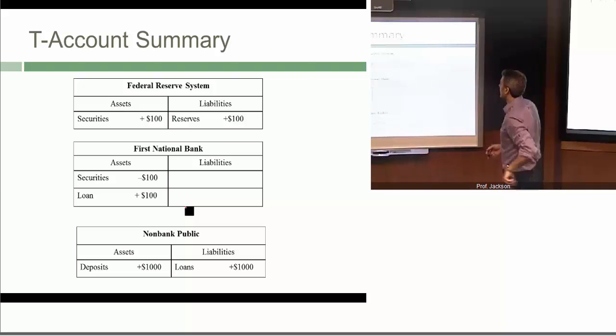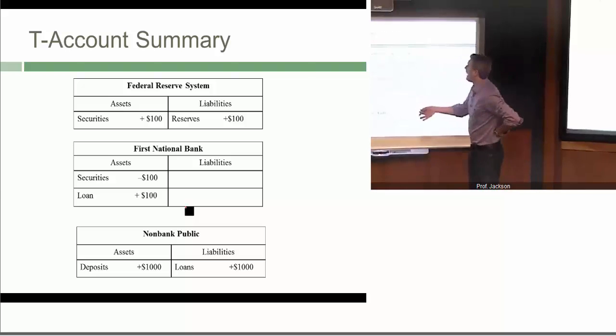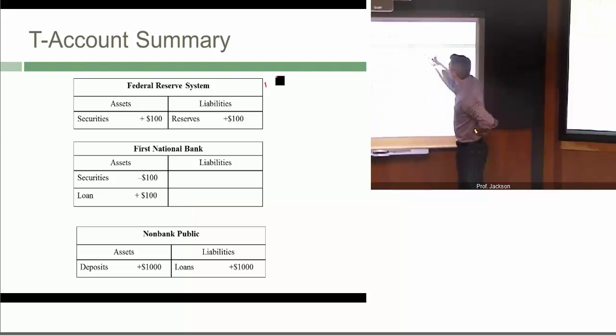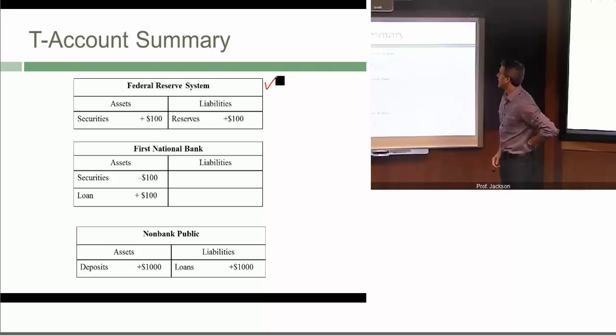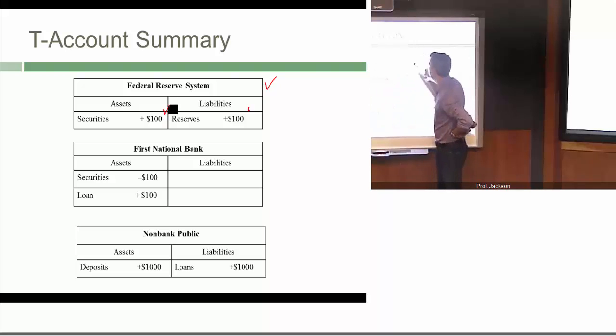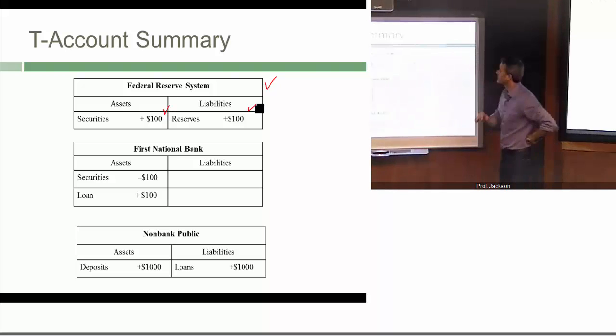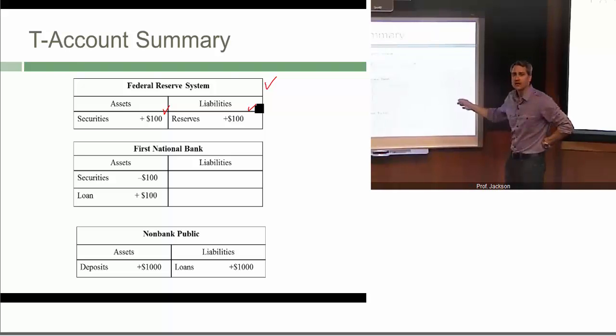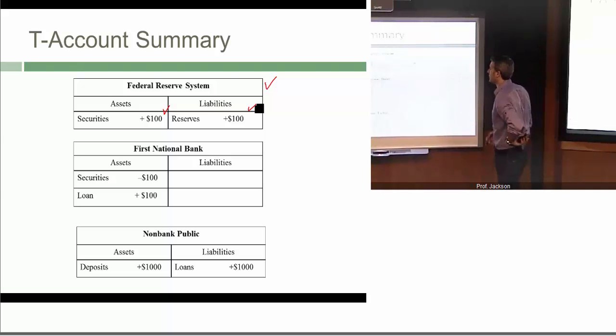So to summarize, if we look at the final impacts of this entire process, this is what the Federal Reserve's T account is going to look like at the end of the day. So it's nothing special here. This is the initial impacts. And once the initial impacts occur for the Fed, that's it. All of the magic happens on the banking side and with the non-bank public.